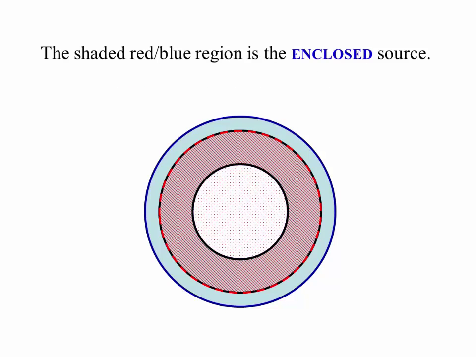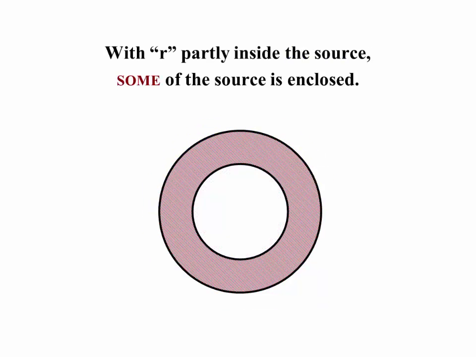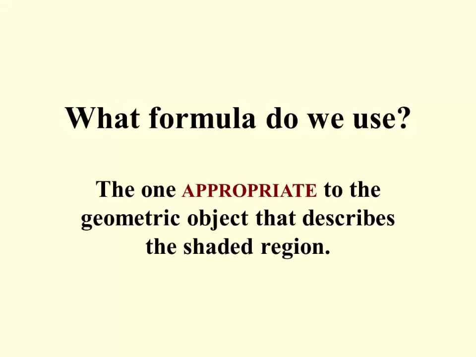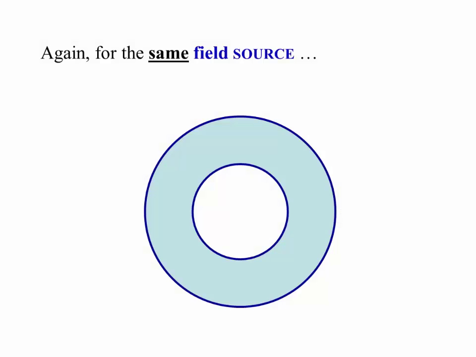Say that back up again. Only part of the source is inside R. That's the part that gets shaded. That's then the part that we need to calculate. What formula do we use? The one appropriate to that particular object, that particular shape. It might be a volume or an area.